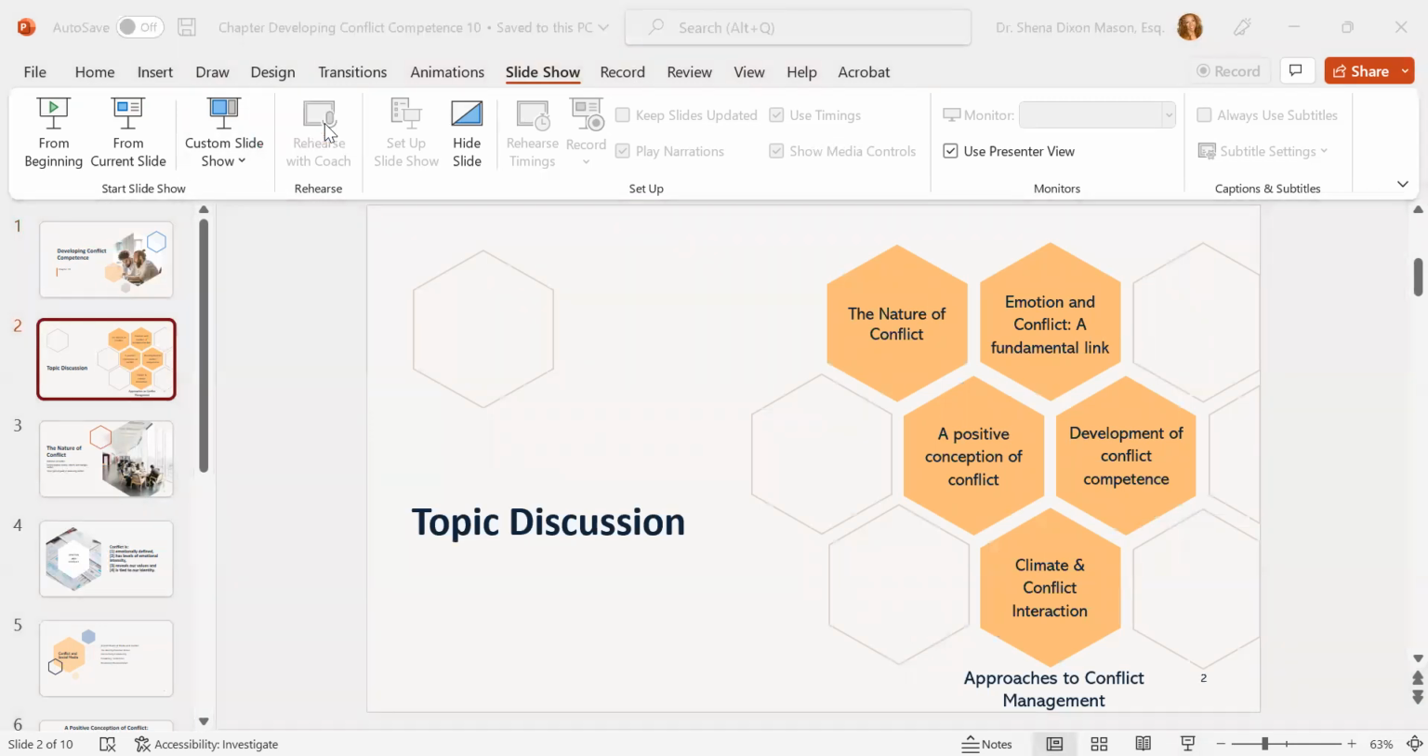Here we go. The nature of conflict, emotion and conflict and a fundamental link, a positive conception of conflict, the development of conflict competency, and the climate and conflict interaction. And lastly, approaches to conflict management.